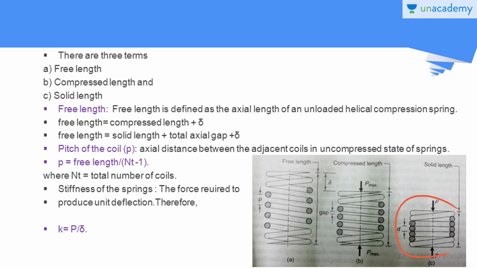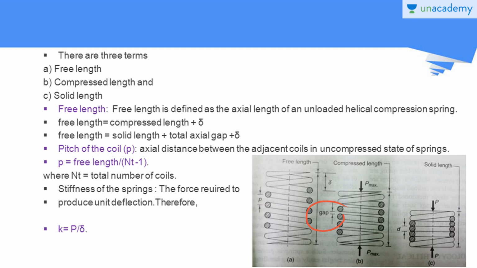So solid length is defined as the length when you compress the spring so much that the adjacent coils of the spring touch each other. Here in this figure you can see each adjacent coil of this spring is touching the next, right? So this length is called the solid length of the spring. And the total axial gap is the distance between the adjacent coils when the spring is under the maximum load, given by P maximum here, and delta is the deflection caused in the spring when we apply some load.